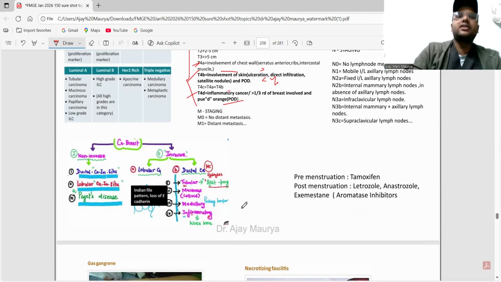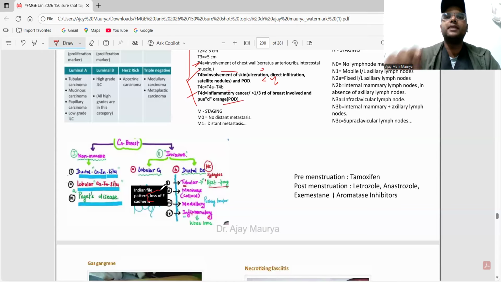And out of all the breast cancers, remember one thing here. Which breast cancer will show the Indian file pattern? It is the lobular carcinoma. It is invasive lobular carcinoma of the breast, and here there will be loss of E-cadherin. Okay? At least remember this one, which is very, very important.